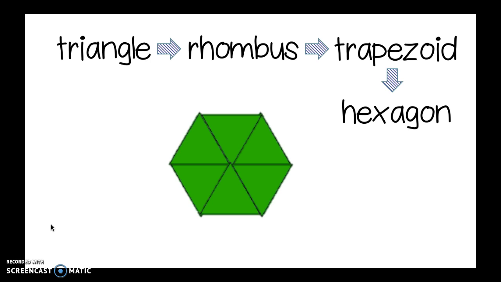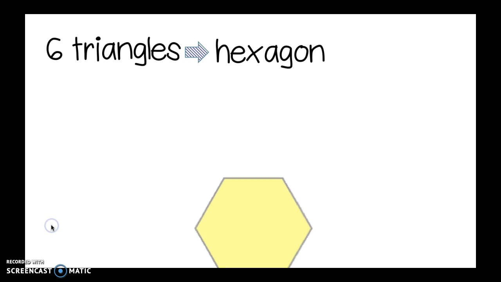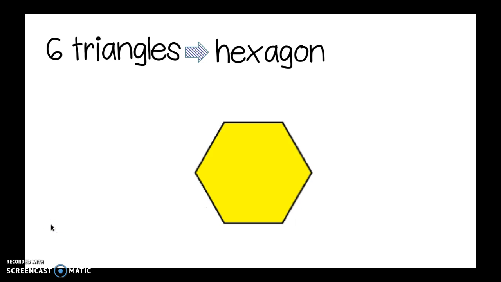And the cool thing about hexagons is there are a lot of pattern blocks that you can make hexagons with. Watch, let me show you. Okay, so we had our 6 triangles and we made one hexagon. Do you agree? Okay, now this time I'm going to go slowly as I make the hexagon. That's what it should look like. That's a whole hexagon.